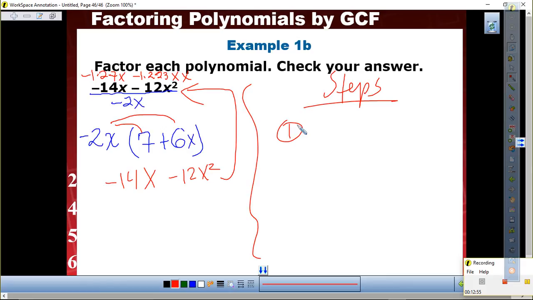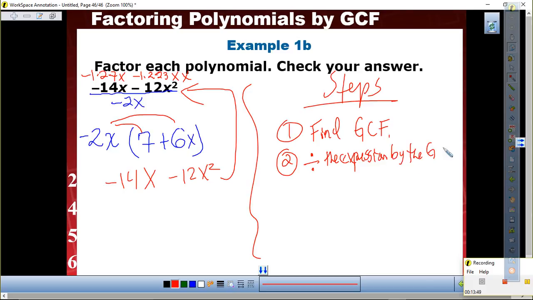Okay, you can give me step number 1. Francesca. Find, okay, give me a specific term instead of just saying all that. GCF, there you go. Find the GCF. For step 2, what did we do with the GCF? Step 2. Divide the expression by the GCF.